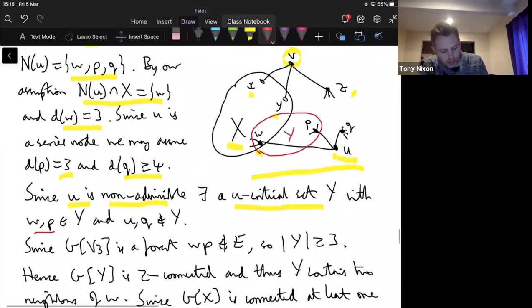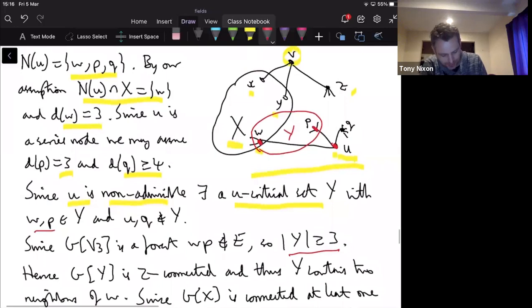Okay. So now we want to start understanding properties of this set Y. The first one is that it can't be a single edge. A single edge is a critical set, but what would that mean? That would mean W, which is a node, P, which is a node, and U, which is a node, were contained in a triangle. That would contradict the fact that the subgraph of nodes is a forest. So we know this edge can't be present, and hence the critical set containing W and P must have size at least 3.